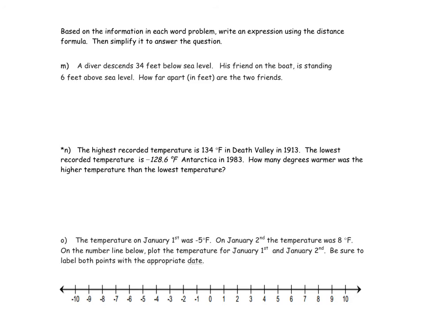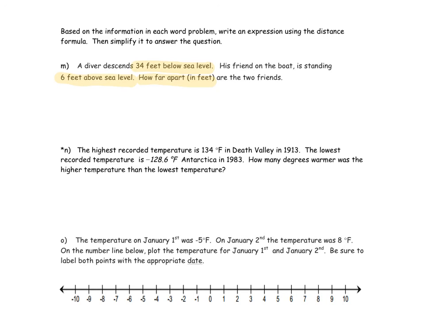So let's read through the problem, please. A diver descends 35 feet below sea level. His friend on the boat is standing 6 feet above sea level. How far apart in feet are the 2 friends? So let's use the highlighting method first. I noticed that it says 34 feet below sea level. That's the diver. And then his friend is 6 feet above sea level. And the question is how far apart in feet. So they're actually asking about a distance.